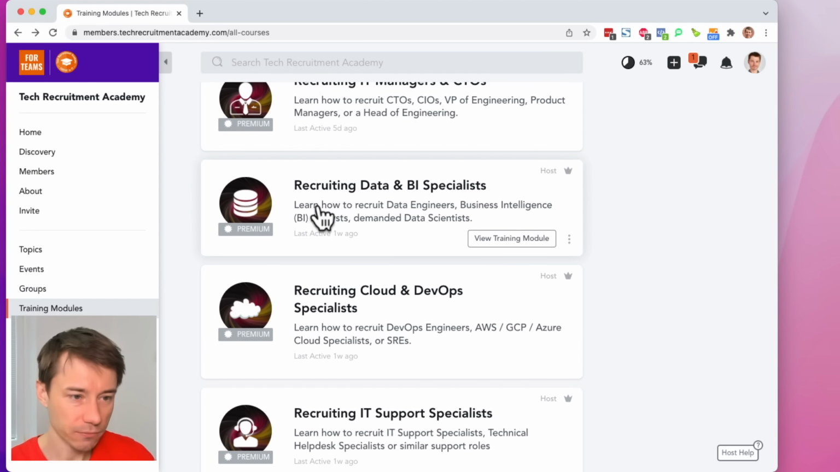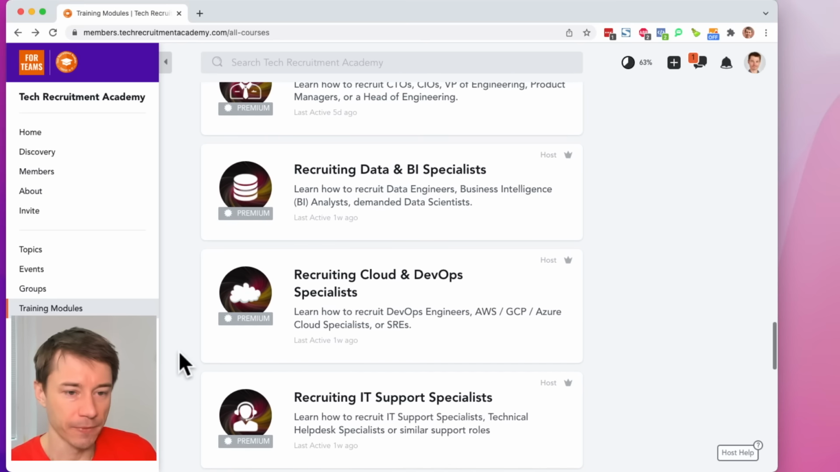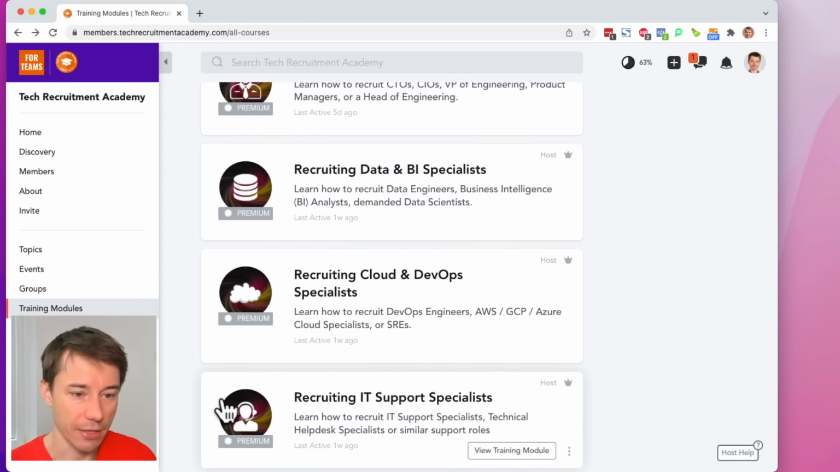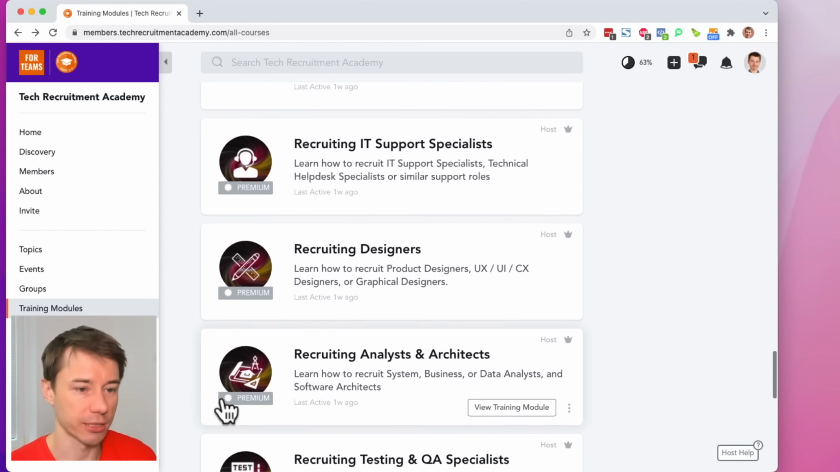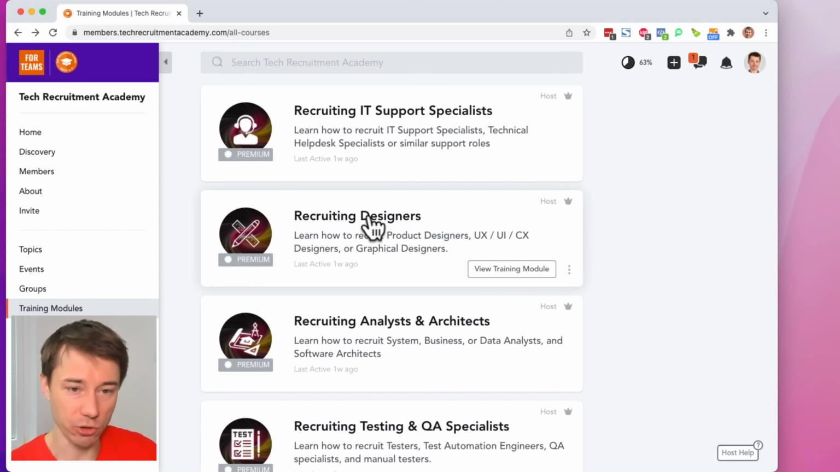And the same logic or the same structure applies also with these other roles, other categories of IT professionals. Thinking of analysts and architects, or I mentioned designers, I mentioned IT support specialists.